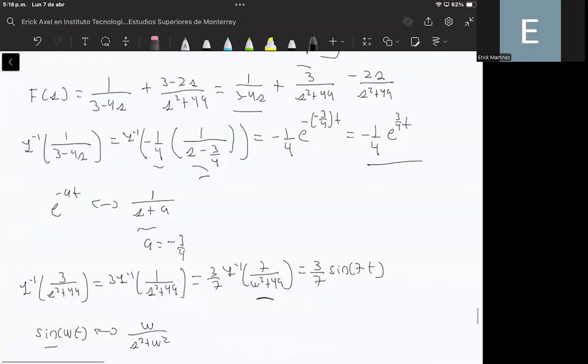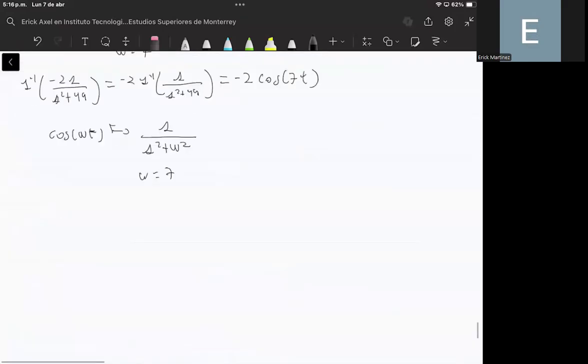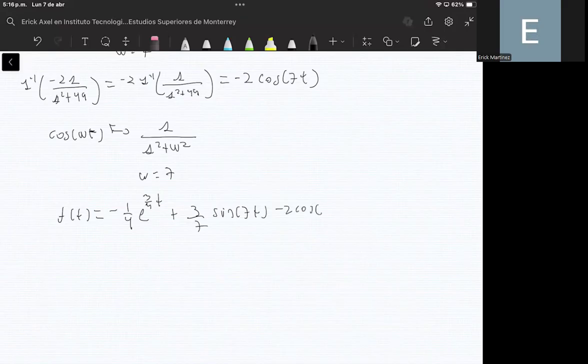So now we can add all the terms. We have that the inverse Laplace transform of this function f of s is minus 1 over 4 times e elevated to the 3 over 4 times t plus 3 divided by 7 times the sine of 7 times t minus 2 times the cosine of 7 times t.